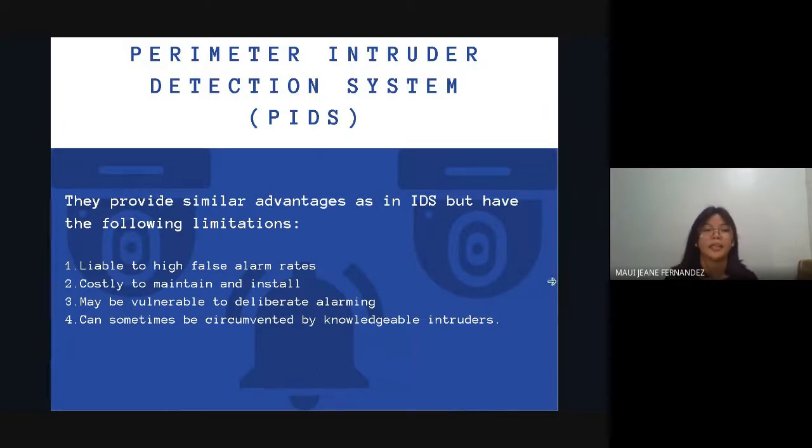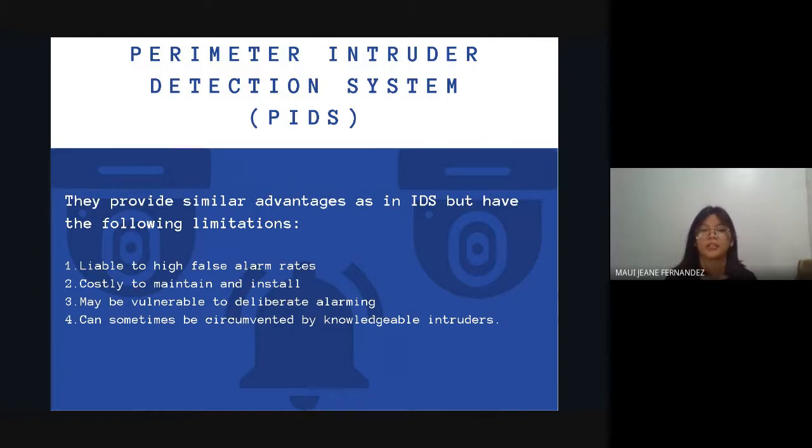Next slide is perimeter intruder detection system. These are electronic devices for detecting entry or attempted entry across the external perimeter of a key point or vital point and signaling an alarm. They provide similar advantages as in intrusion detection systems such as yung mga providing 24-hour surveillance, reduce the need of patrolling and manpower. Moreover, it has the following limitations.